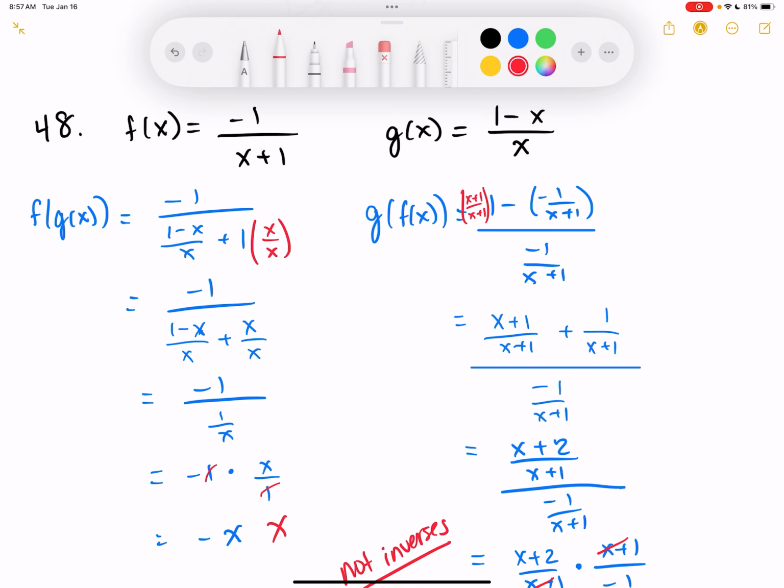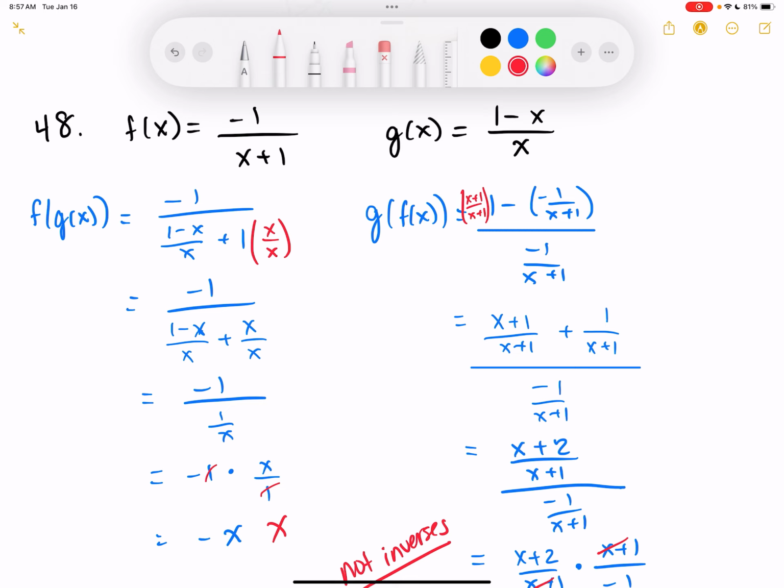So then I've got -1 over 1 minus x plus x over x, basically. So I've got -1 on top. Then on the bottom, the negative x and the x here cancel. So I just have a 1 left. And then x in the denominator. Keep, change, flip. So I've got -1 times x over 1. 1's cancel, but that negative sign is still there. And so then I have negative x.